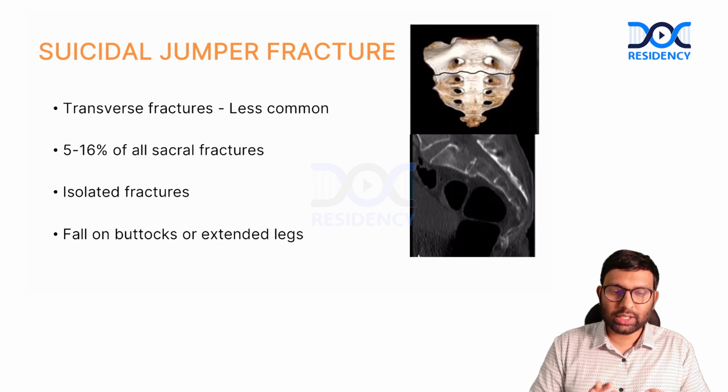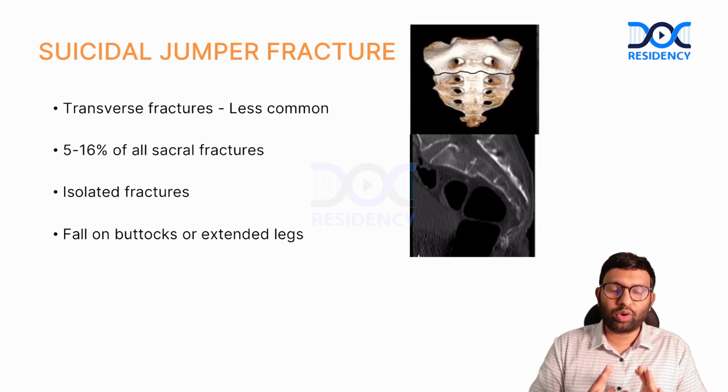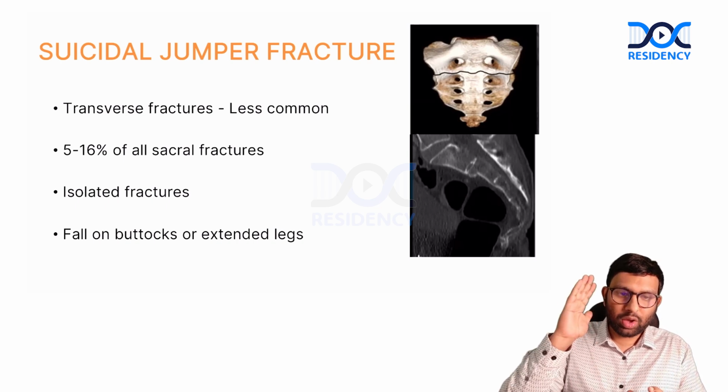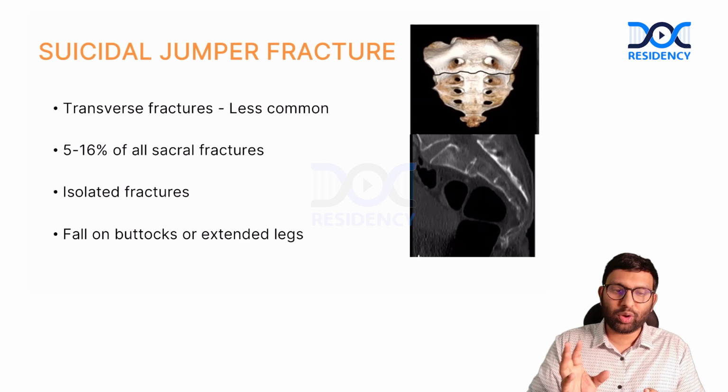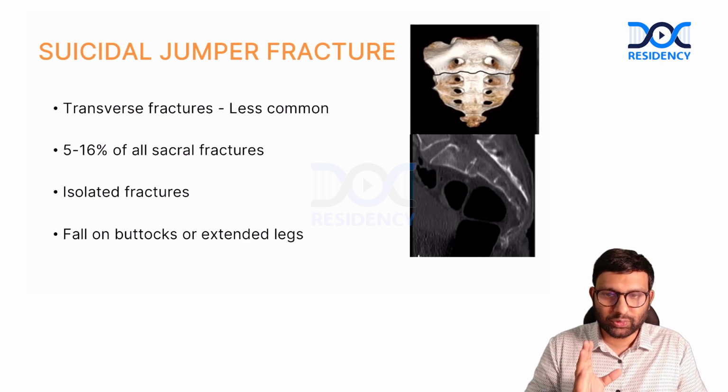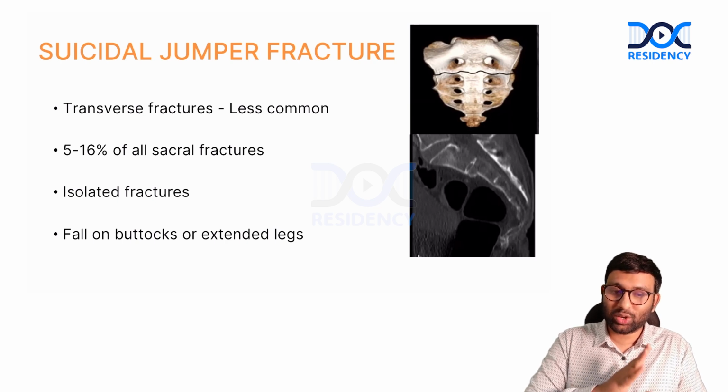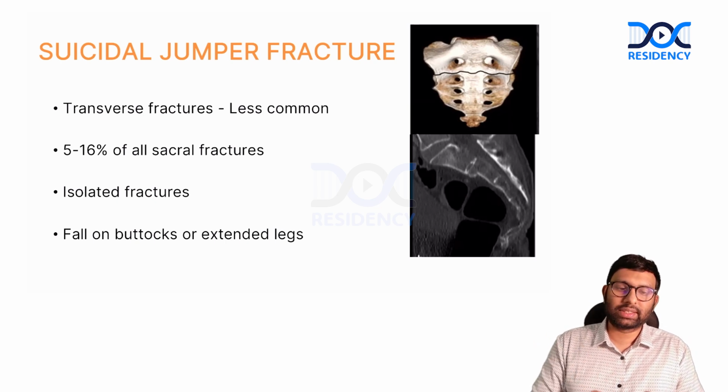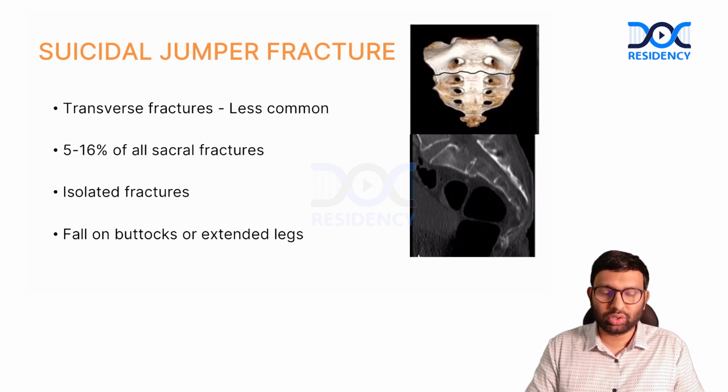Okay. Then coming to transverse fractures. So the pattern in transverse fractures is it's usually seen in people who fall on buttocks or extended legs, that is fall from height. And the most common pattern of fall from height is patients attempting suicide. So these are called suicidal jumper's fractures, transverse fractures. They are less common compared to longitudinal fractures. Therefore, they are roughly 5 to 16% of all sacral fractures, most of them are longitudinal fractures.